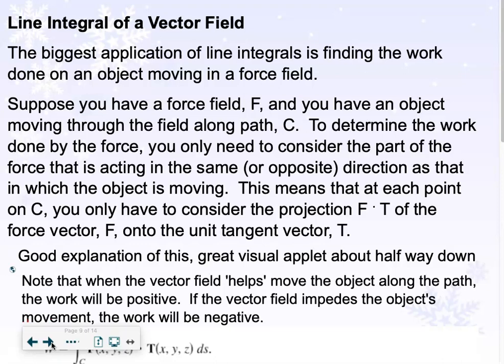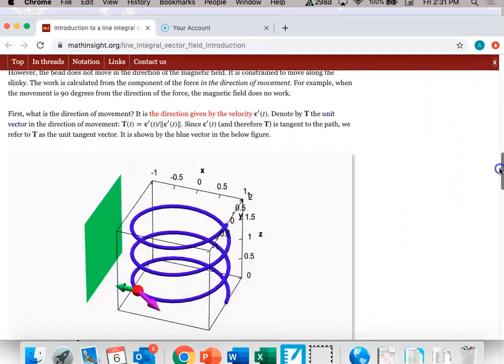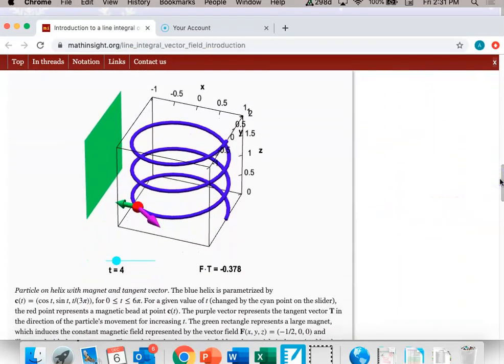Okay, I'm going to say a little note, and then I have a visual. Note that when the vector field helps the object, kind of pulling the object in the direction it wants to go, the work is positive. And when the vector field is pulling in a direction that's opposite the path the object is taking, the work ends up being negative. I found this site, it's really cute. I use it from time to time. They've got a really nice visual.